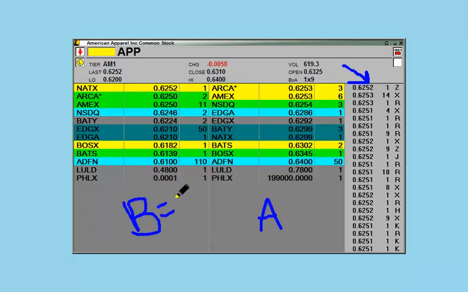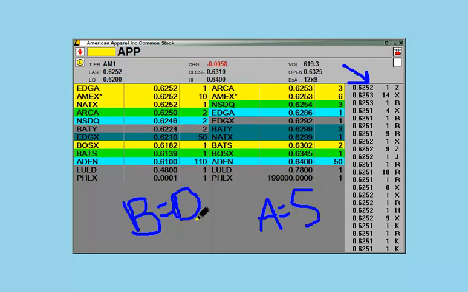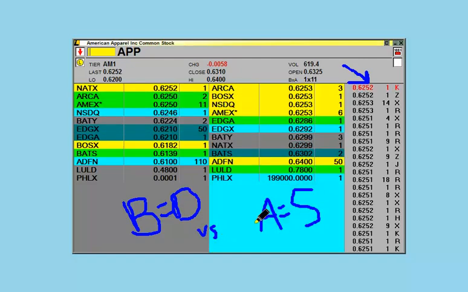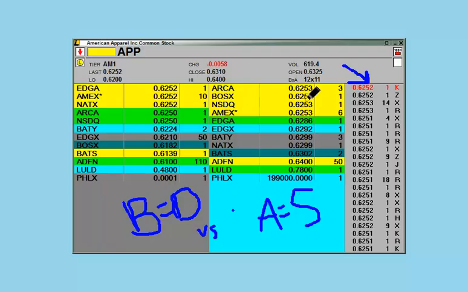So the bid equals where demand is. If we want to talk economic terms, the ask equals where supply is. So demand versus supply. That's what that's all about.